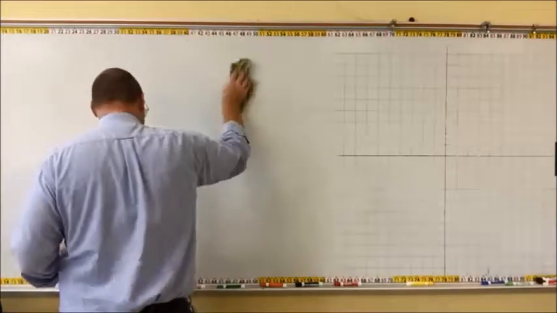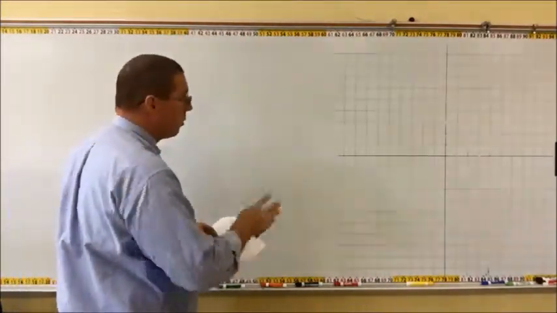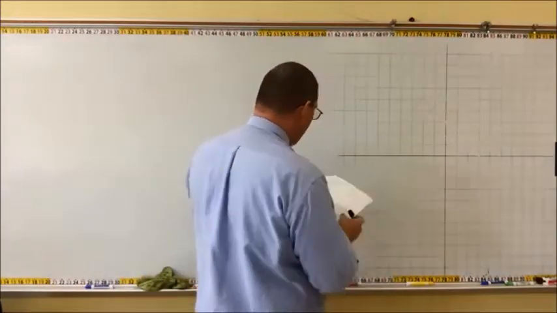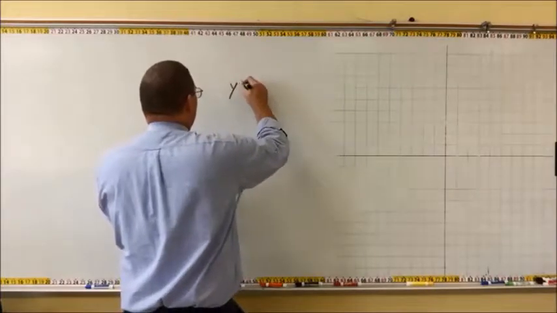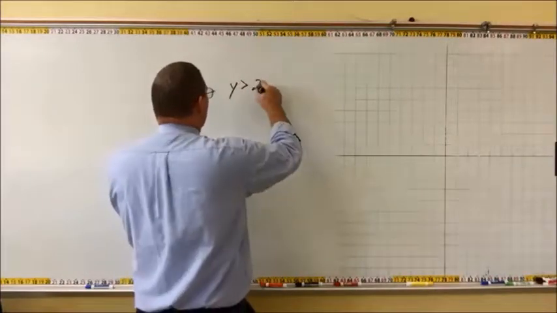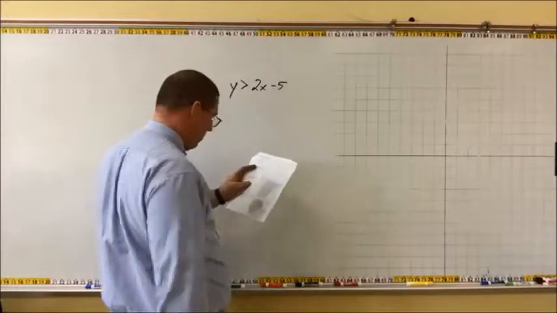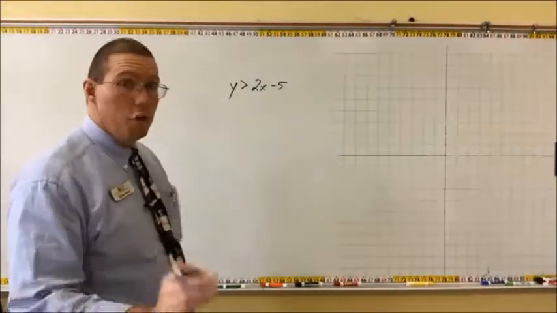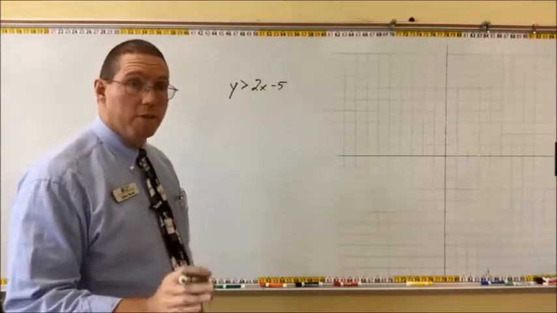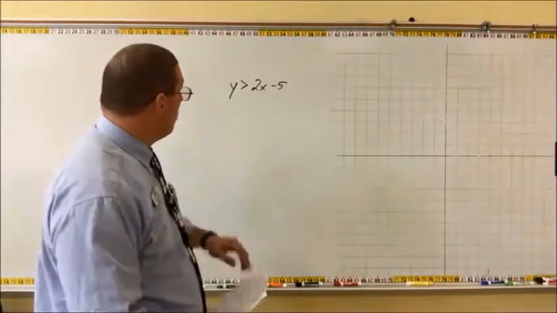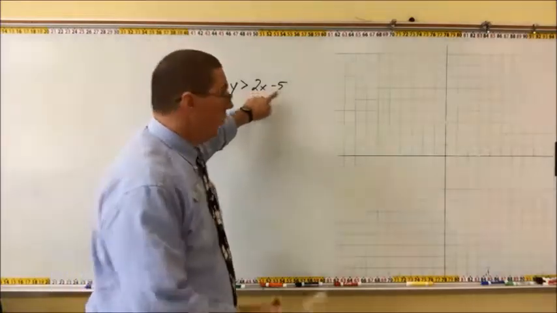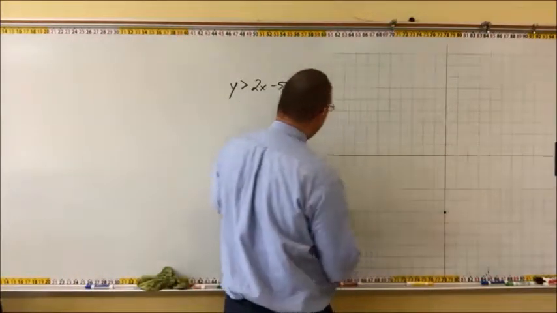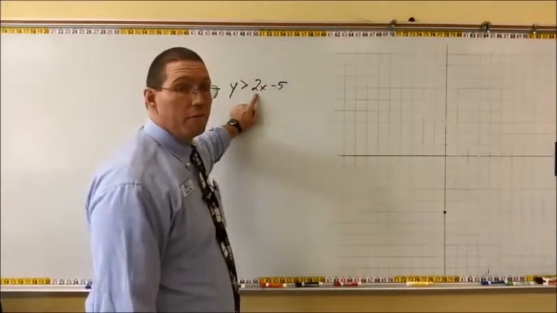All right, so for question number 27, we're going to go over here to the coordinate plane. It says graph the linear inequality y is greater than 2x minus 5 and shade the solution region. Again, you have to know how to draw the graph of a line. We've got a y-intercept of negative 5. 1, 2, 3, 4, 5. So that's negative 5. And we have a slope of positive 2.